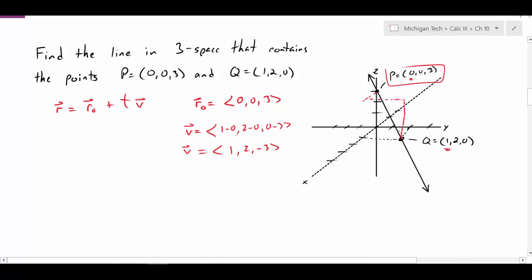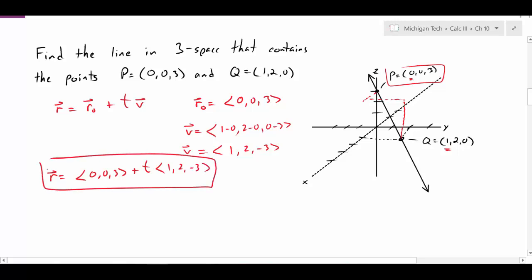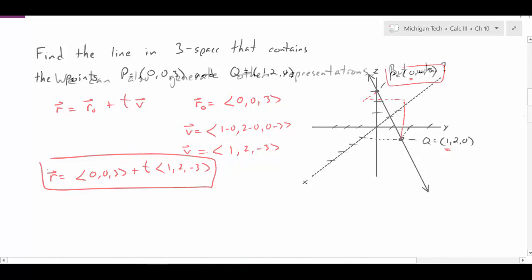And then all I have to do is put everything together. Looks like my equation for this line is going to be r sub 0, or 0, 0, 3, plus t, some number, times v, which is 1, 2, negative 3. And now I have my equation for this line in 3 space.